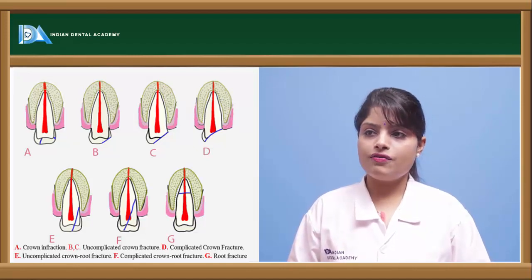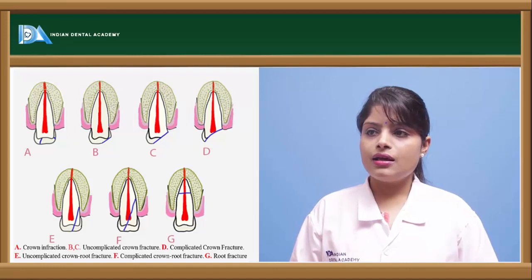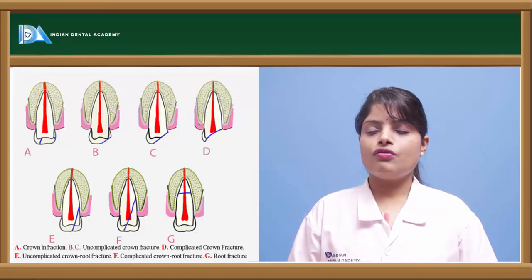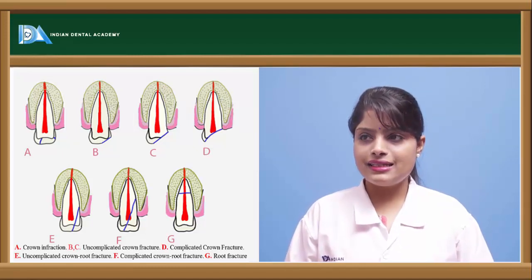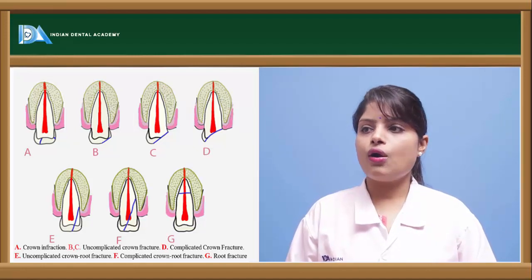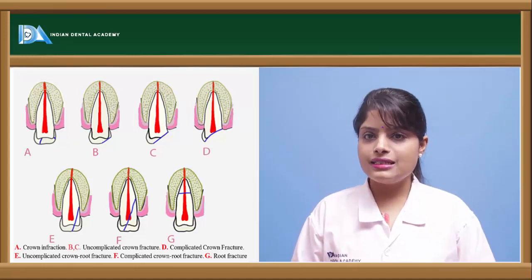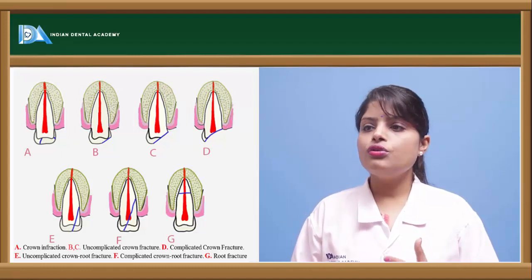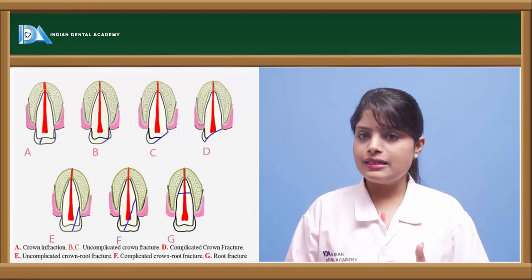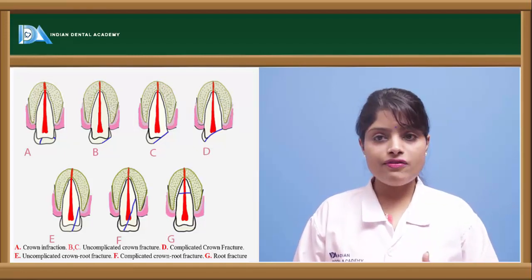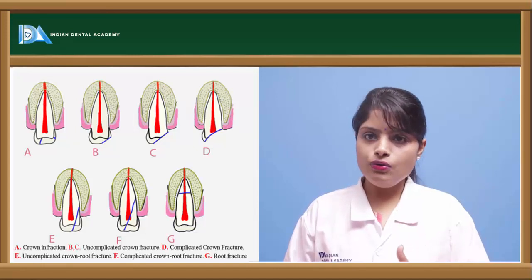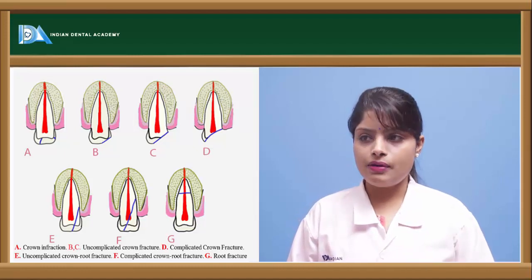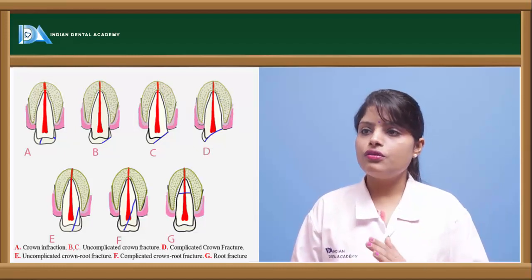A is the crown infraction, then B is the uncomplicated crown fracture, C is the uncomplicated crown fracture involving enamel and dentine, D is a complicated crown fracture involving enamel, dentine and dental pulp, E is the uncomplicated crown root fracture which involves the enamel, the dentine and the cementum. Then F is the complicated crown root fracture involving the enamel, the dentine, the cementum and the dental pulp. And G is the root fracture.